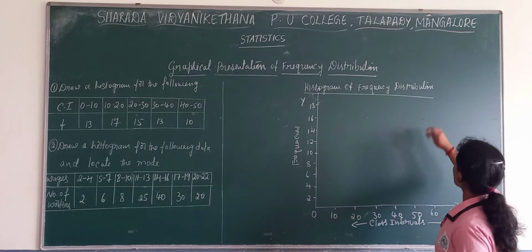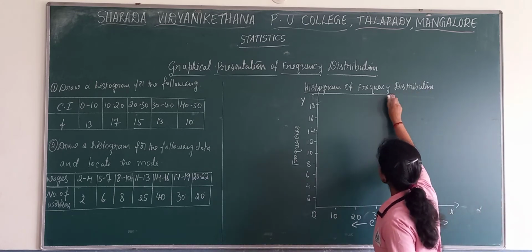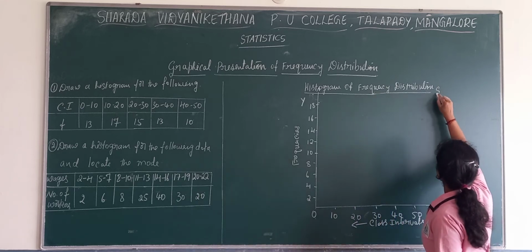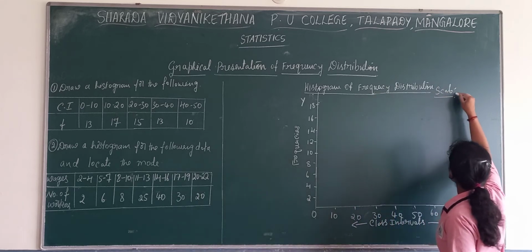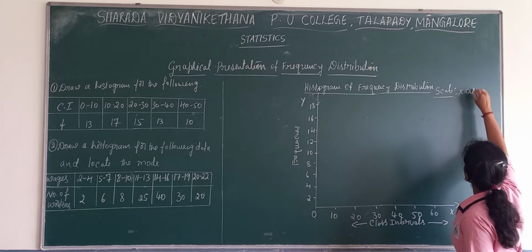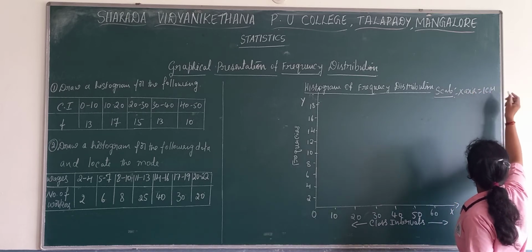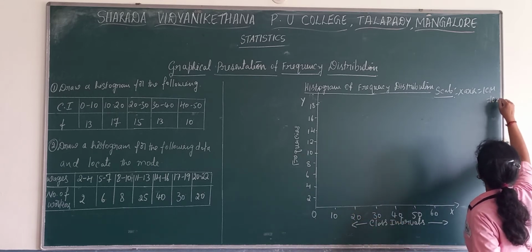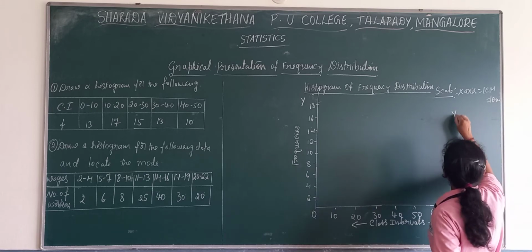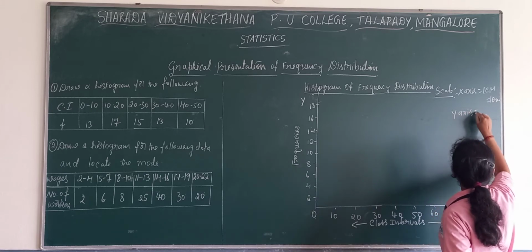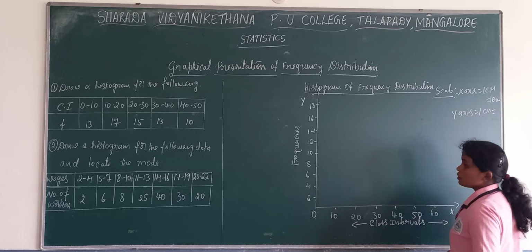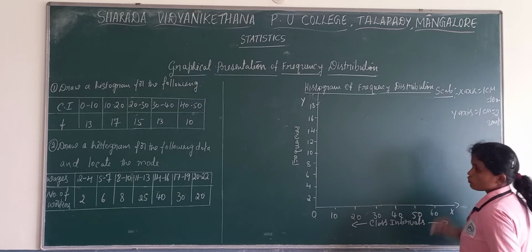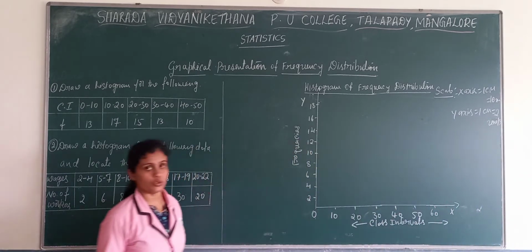Before that, write the scale here. Scale: x-axis is equal to 1 centimeter. What have we taken for 1 centimeter? 10 units. Y-axis is equal to 1 centimeter. What is that? 2 units. The gap of 2. This is the scale.